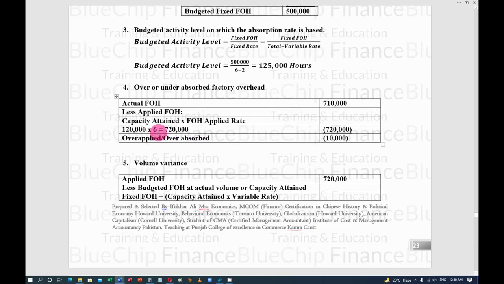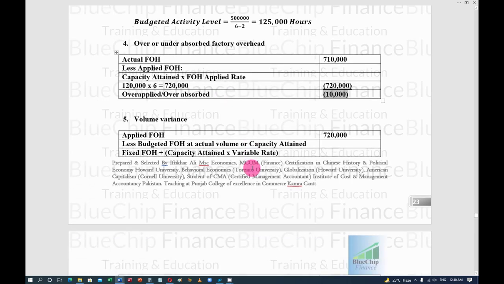So 120,000 multiplied by your FOH applied or absorption rate gives 720,000, and actual FOH is 710,000. So that is your result, minus 10,000. It is over absorbed or over applied.